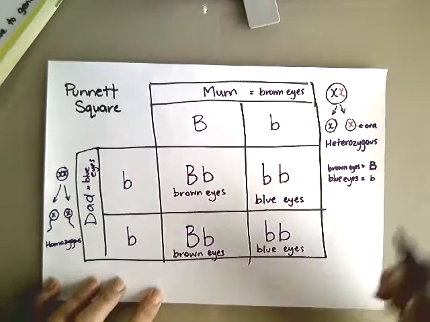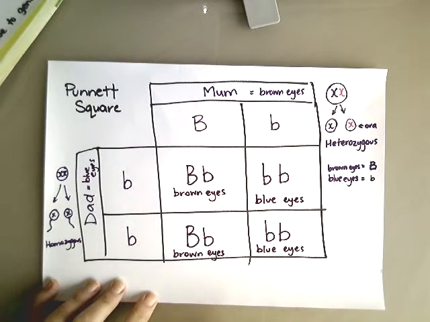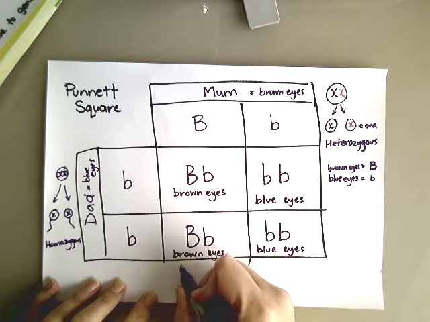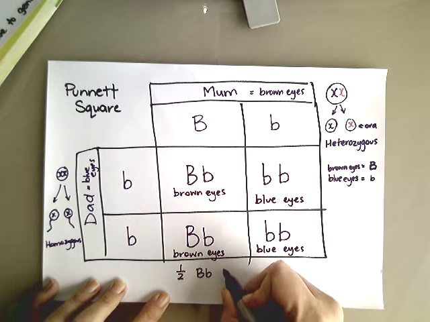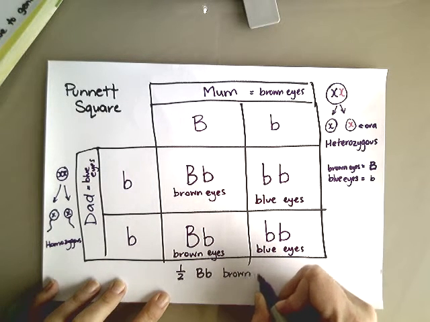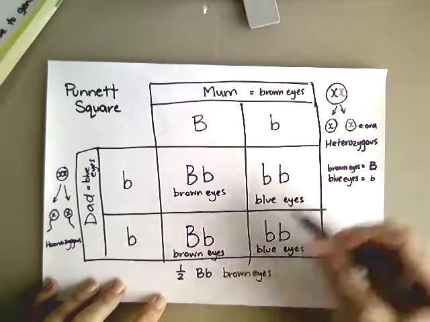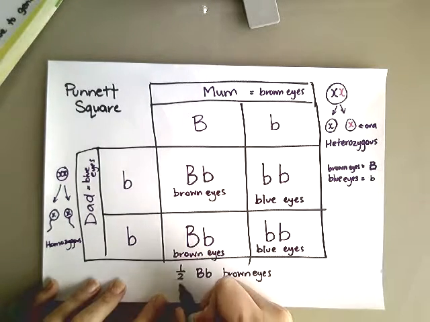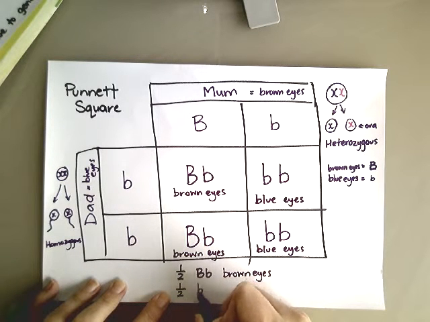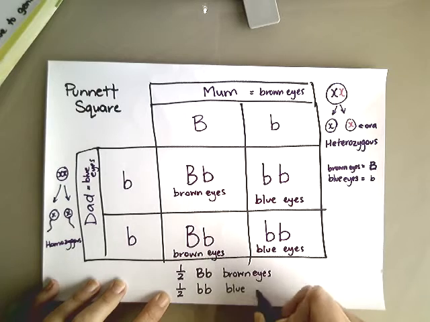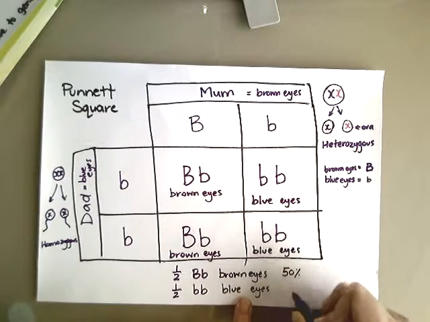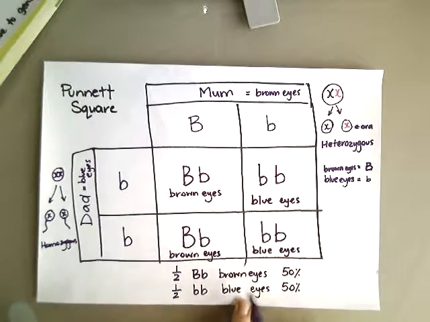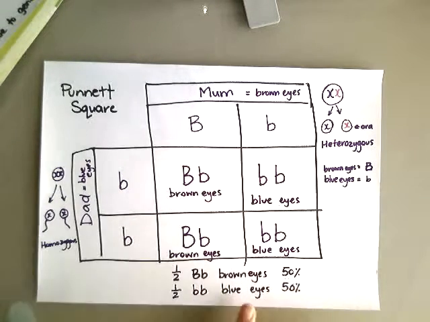So what we can say is that if this mum and this dad have offspring, then half of their offspring will be big B, little b genotype and have the phenotype brown eyes. And if they don't have that one, then half will have little b, and they'll have blue eyes. Now another way of saying half is 50%. So we can say in our statement that 50% of all offspring will have brown eyes and 50% of all offspring will have blue eyes with this particular pairing of parents.